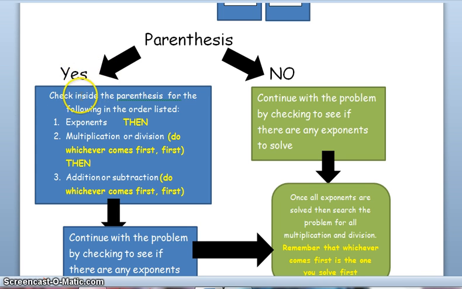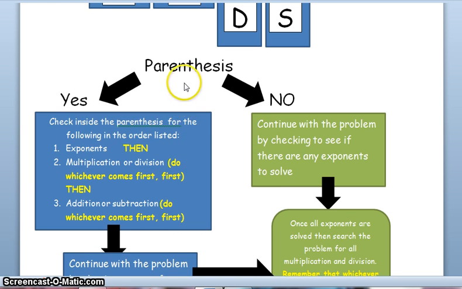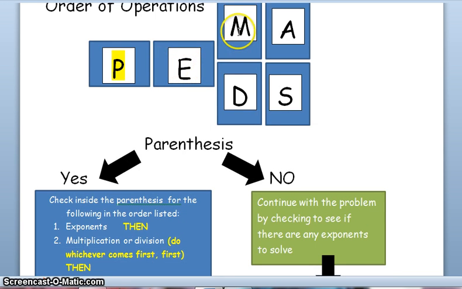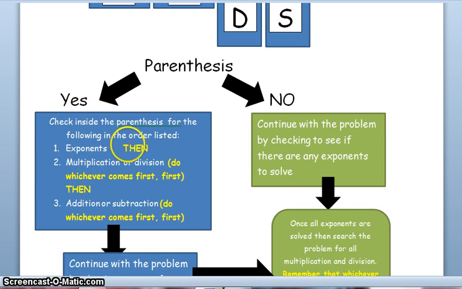So if there are parentheses, you're going to check inside the parentheses. And when you're checking inside the parentheses, this part of PEMDAS, the E, the M, the D, the A, and the S, are the math operations. Exponents are exponents. Multiplication is multiplication. Division is dividing. Adding is addition. And subtracting is subtraction. So you check inside the parentheses for those math operations in that order.